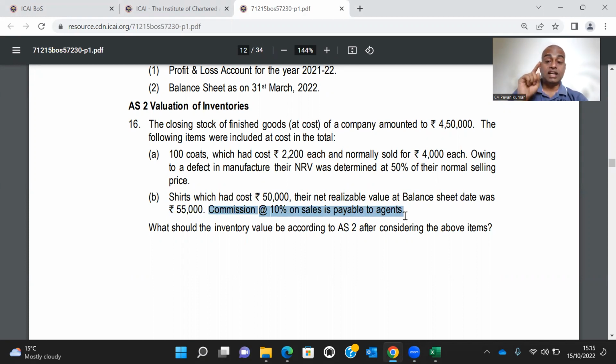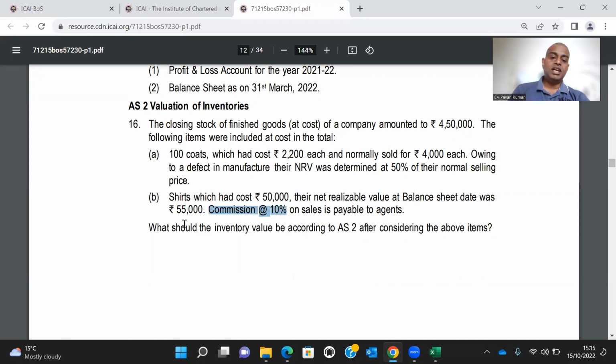Now listen. They have not given the estimated selling price on the balance sheet date. They have already given the net realizable value. That means already sales commission is deducted. See, this is a trap. This 10% commission is a trap.